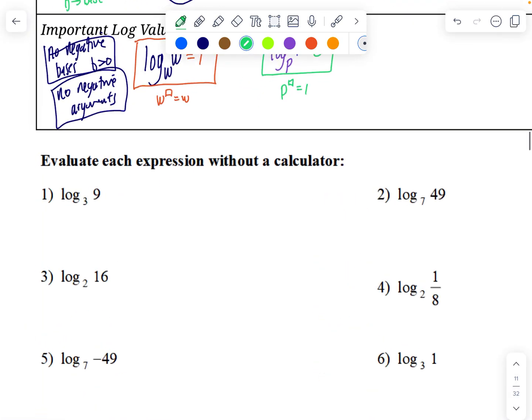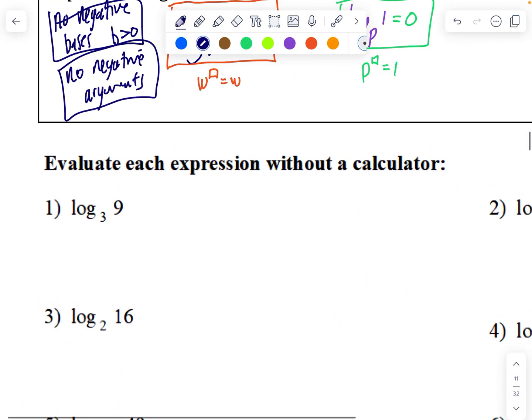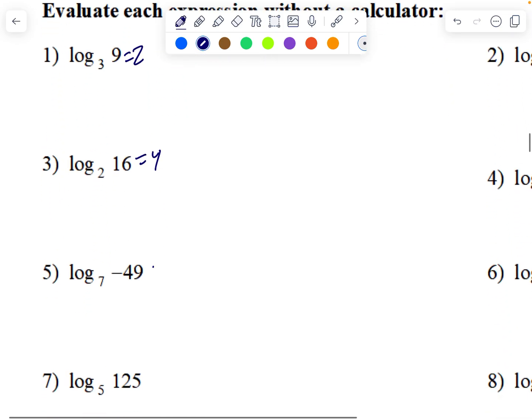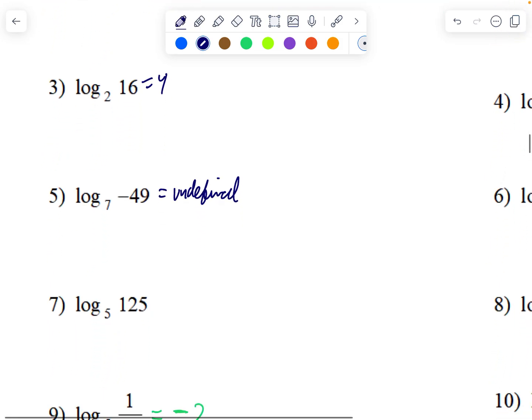Okay, I'm going to fly through them real quick. Here's the answers. Number 5 is undefined. I would like to use that word undefined, not no solution. We're not solving an equation. We're evaluating something. It's like square rooting a negative. It is not defined. You can't put 7 to a power and get negative 49. Okay?